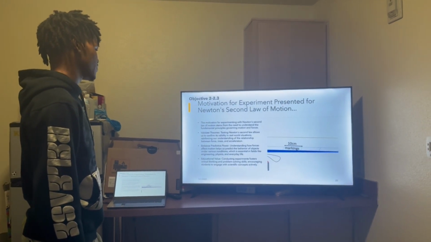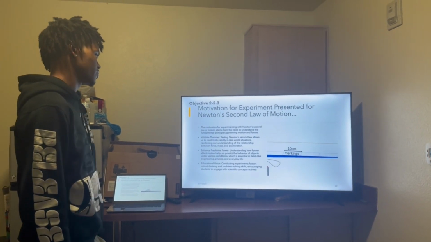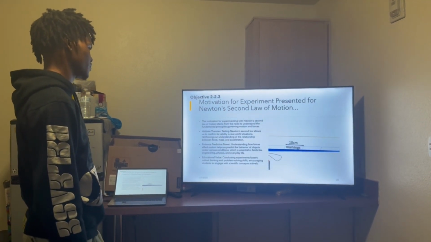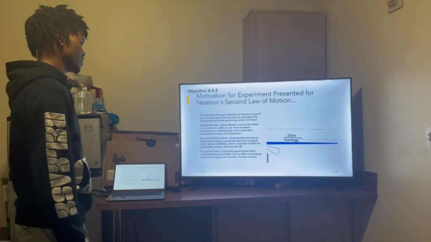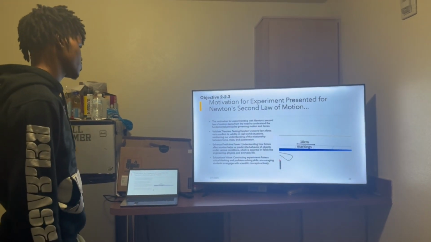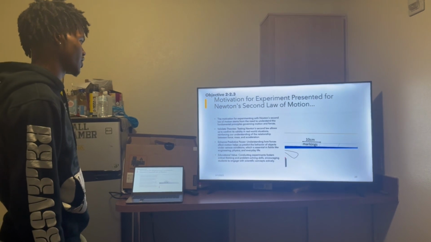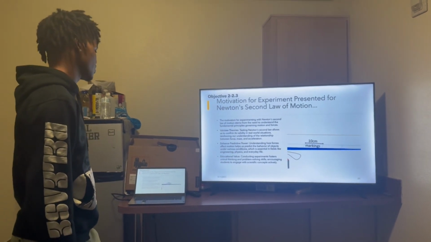Understanding how forces affect motion helps us predict the behavior of objects under various conditions, which is essential in fields like engineering, physics, and everyday life. Educational value. Conducting experiments fosters critical thinking and problem-solving skills, encouraging students to engage with scientific concepts actively.